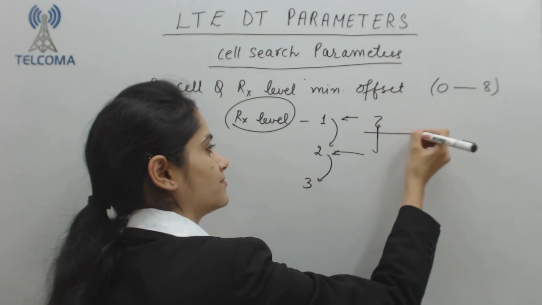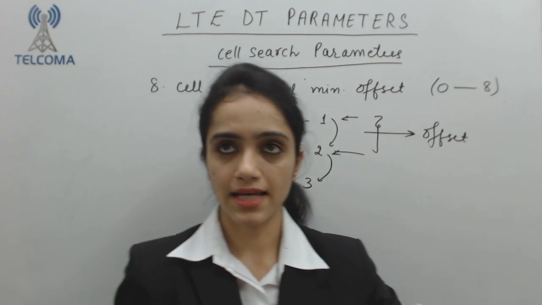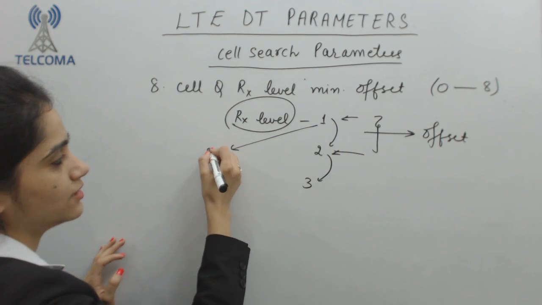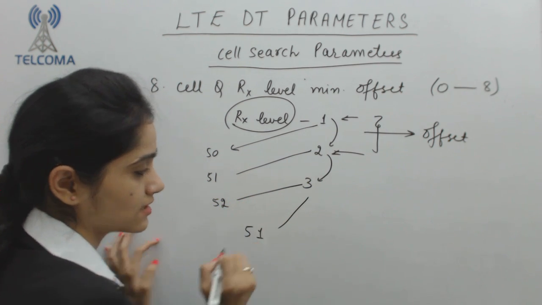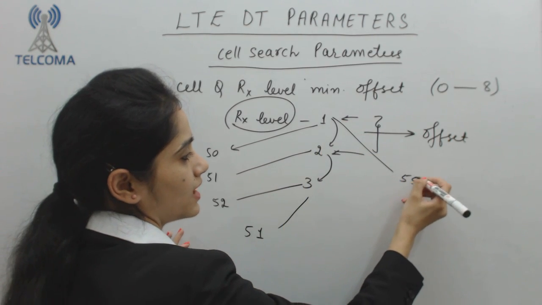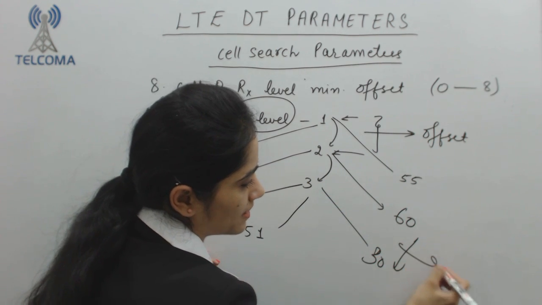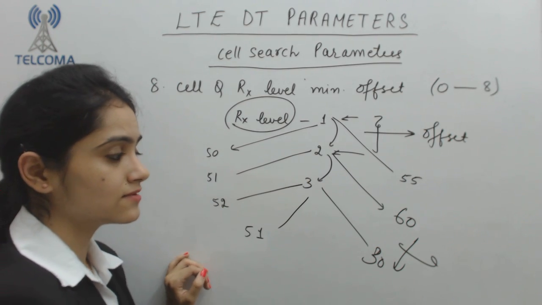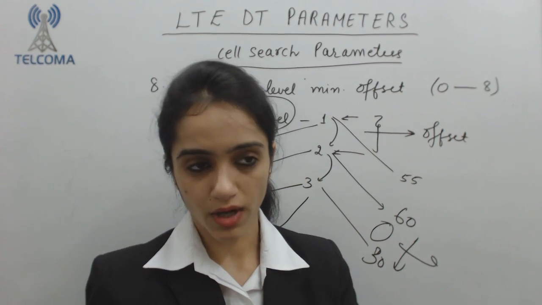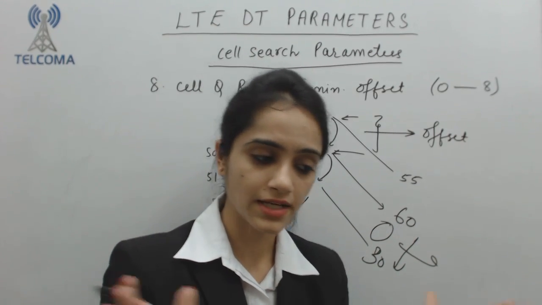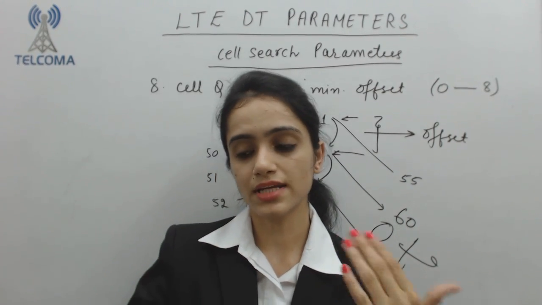So what is the difference between the particular values which will give me the offset value? Which could be very little. If I am receiving at this point value 50 and here 51, then it keeps on increasing, or sometimes decreasing. But at one point I am getting 55 and another point I am getting 60 and here I am getting 30. So why is my offset value decreasing or increasing? I require a particular offset value so that we can determine how the signal is varying according to the density.